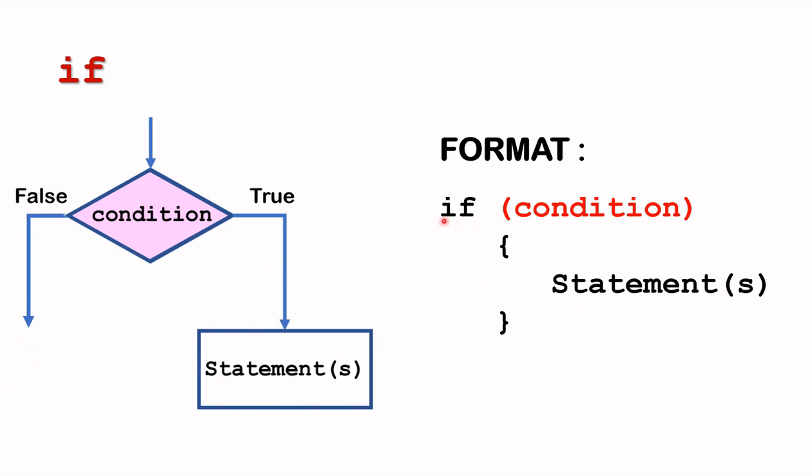The format for the C code would be an if followed by the condition in brackets. And if the condition is true, the statement or statements within these curly brackets will be executed. If the condition is false, then it will come out of this and nothing else will be done.